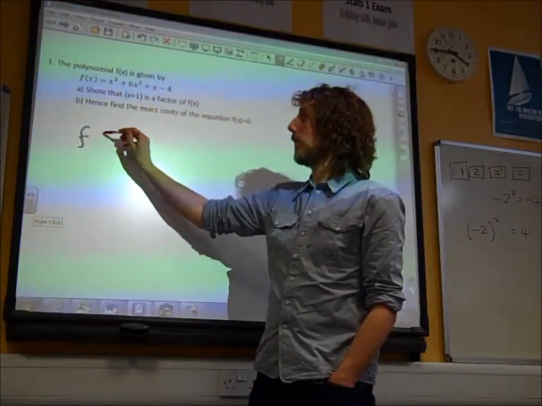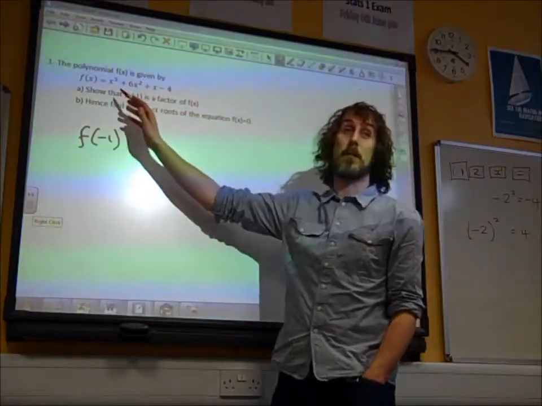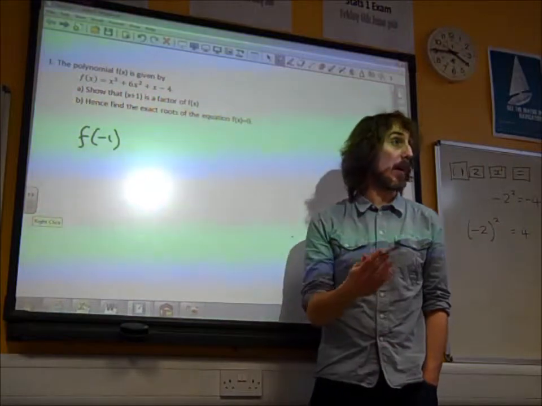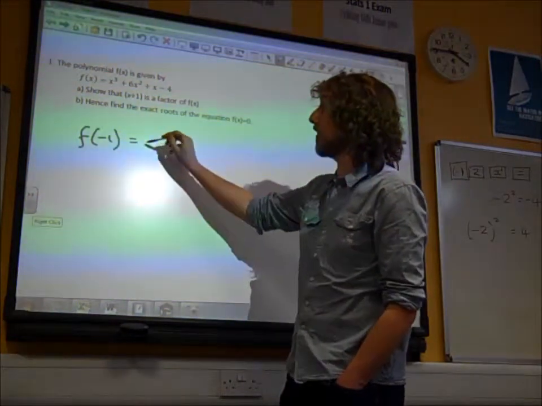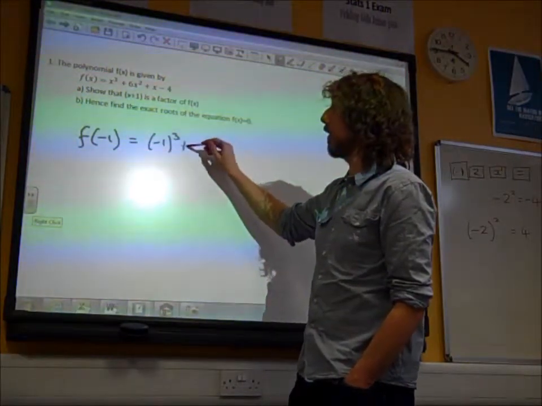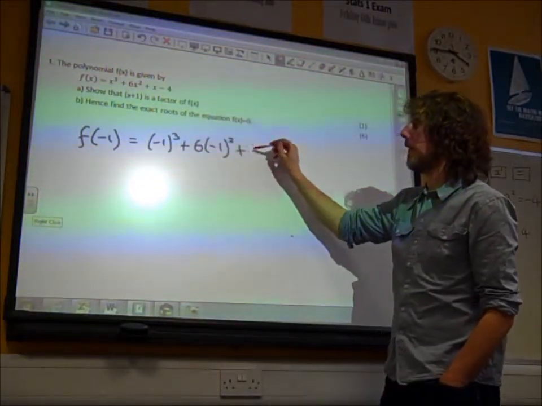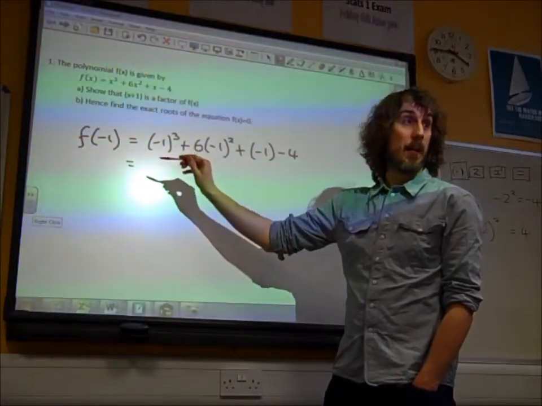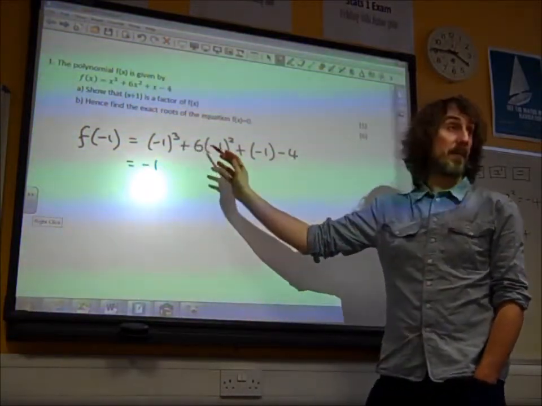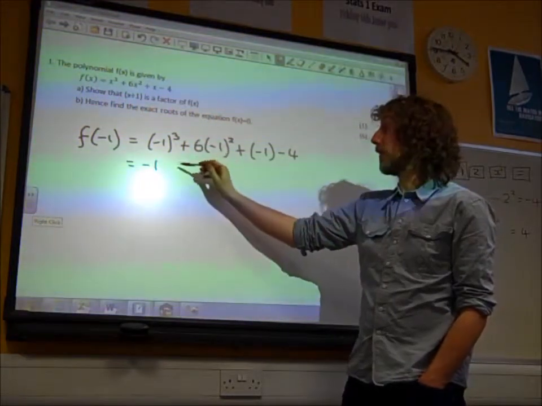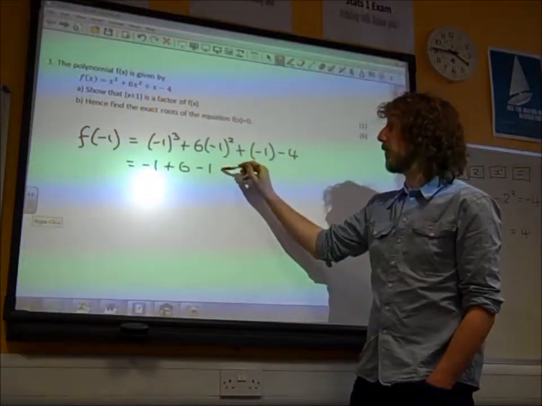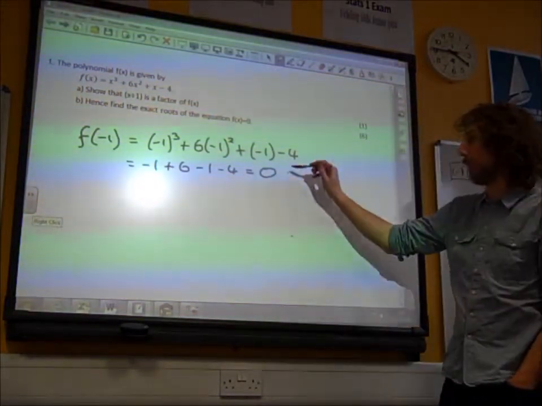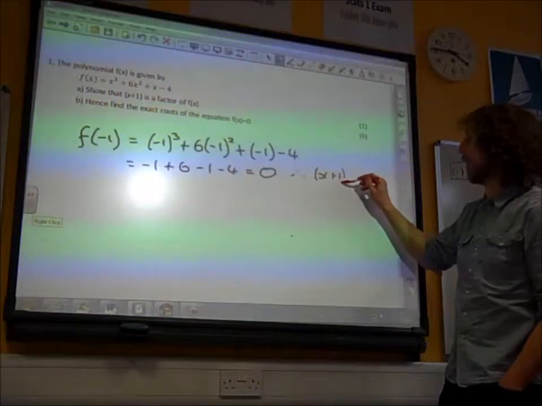So if x plus 1 is a factor, that means f of minus 1 should be equal to 0, shouldn't it? So we're going to try f of minus 1, see what happens. Minus 1 cubed, plus 6 lots of minus 1 squared, plus minus 1 minus 4, gives us minus 1, plus 6, minus 1, minus 4. That is 0. Therefore, x plus 1 is a factor.